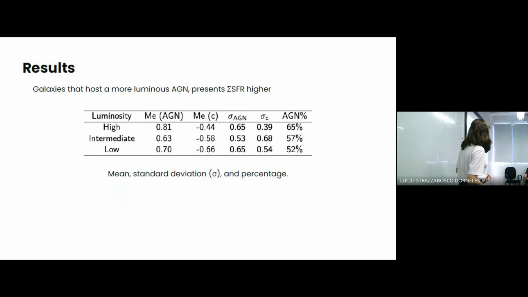In terms of luminosity, we obtain a certain pattern. We obtain that 55% of the AGN of high luminosity are forming more stars than the control, and 57% of the active galaxies of intermediate luminosity are forming more stars. And 52% of the active galaxies of low luminosity are forming more stars than the control. The mean and the standard deviation are also shown.